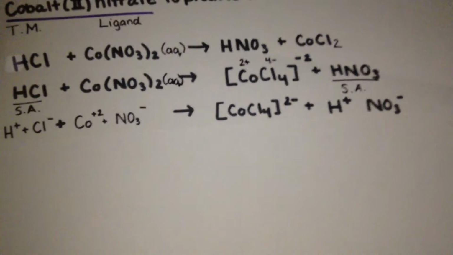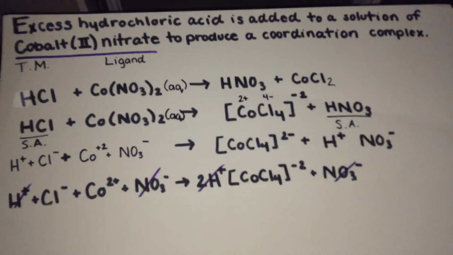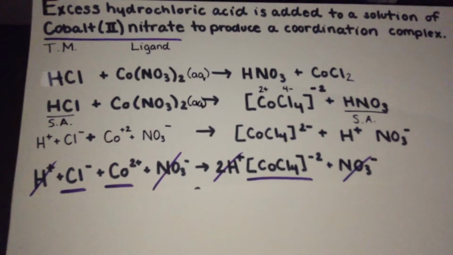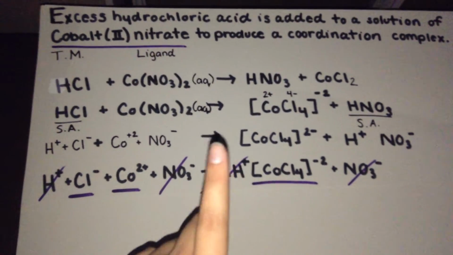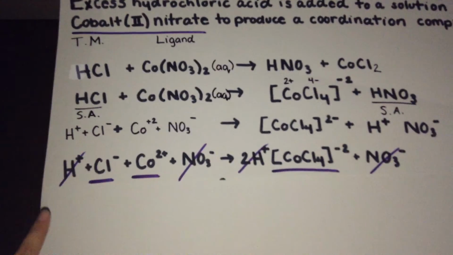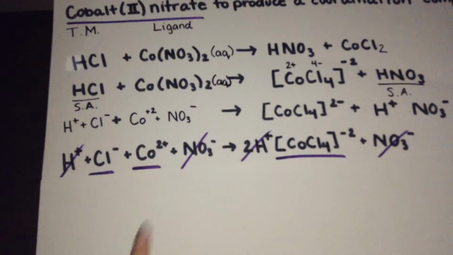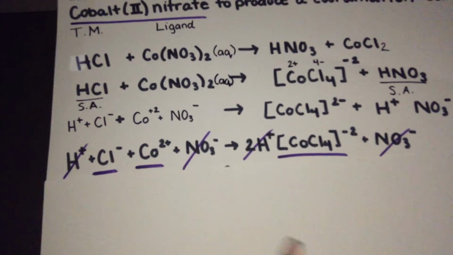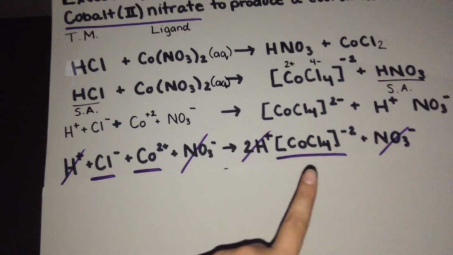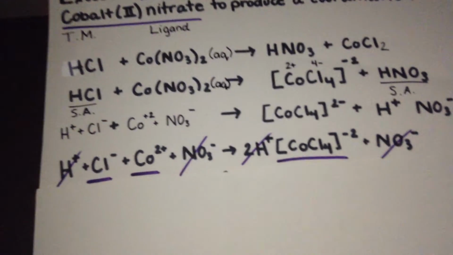And then since HNO3 is a strong acid, you would also have to split it up. It becomes H plus and NO3 minus. So then, since we're going to keep the complex ion, when you break everything down, H plus, Cl minus, Co2 plus, NO3 minus, you need something, considering since it broke up over there, to balance the complex ion, and that would be the H plus, because you need something positive and negative to balance.